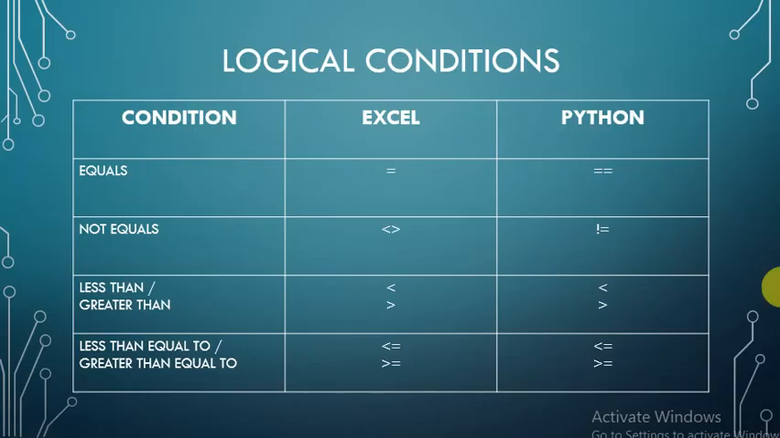We always use the IF function in conjunction with logical conditions. So what are those conditions? Let's take an example: A equals B, A not equal to B, A is less than B or A is greater than B, or A is less than or equal to B, or A greater than or equal to B. Let's solve each one of these using Excel and Python.